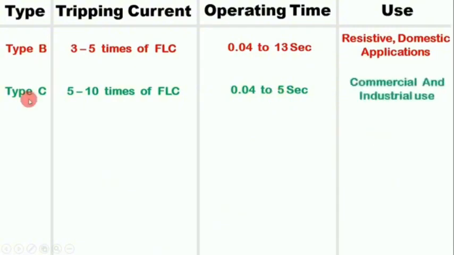This C-type MCB we use in commercial and industrial applications. Here commercial means office, building, etc. In these places we use C-type MCB. And in industries also, C-type MCB is used.